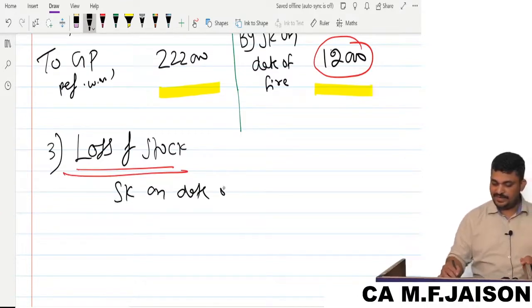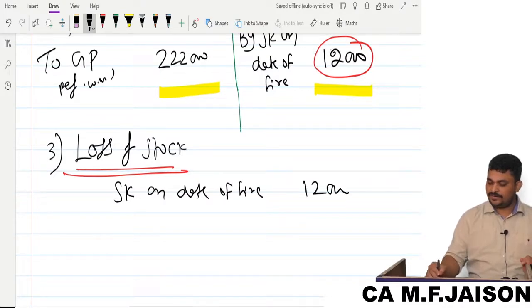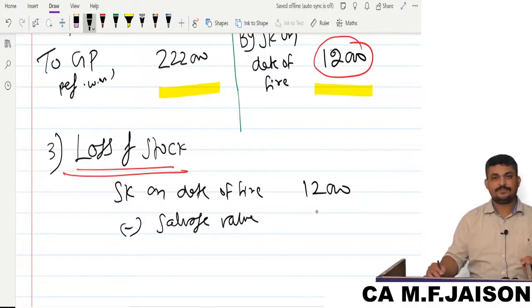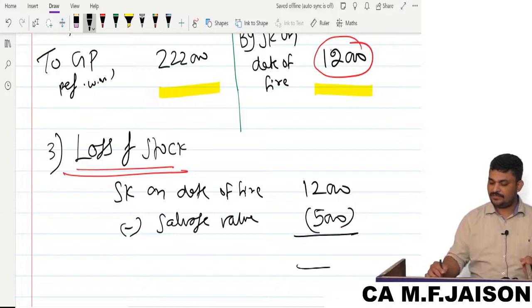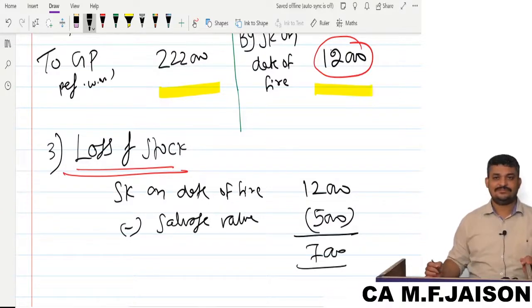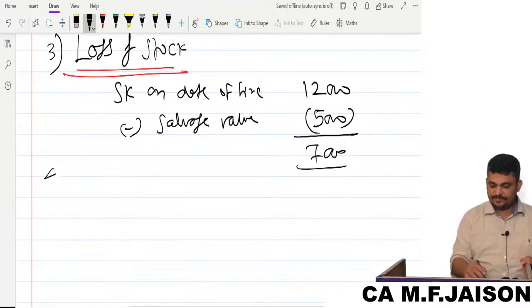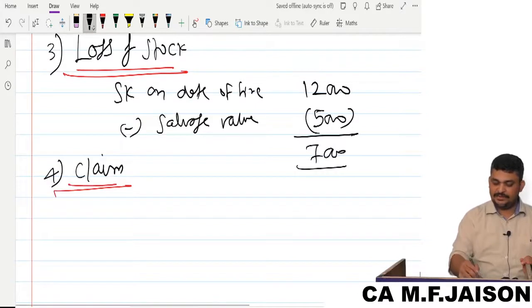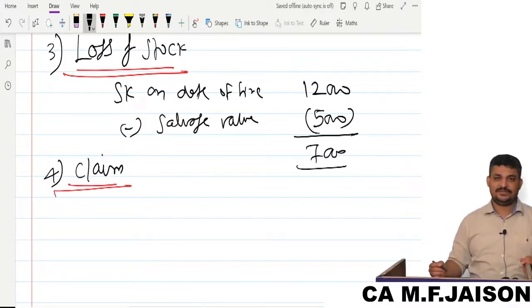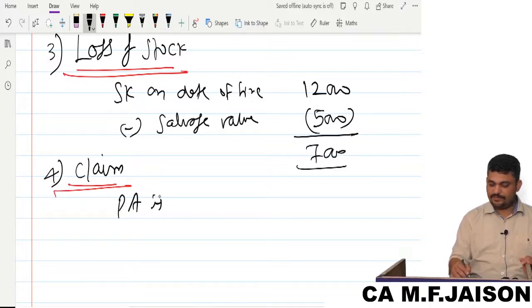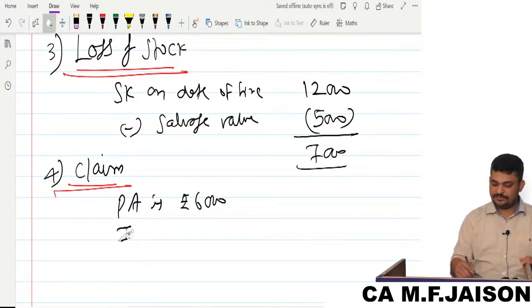Stock on date of hire, which is 12,000, minus salvage value 5,000. So it comes to 7,000. Then we have the claim. As far as the claim is concerned, first, complete loss or partial loss? Partial loss. Does the insurance policy mention average loss? Assume yes. Is it underinsured or overinsured? Underinsured. So we understand the policy amount is rupees 6,000. So the stock is underinsured.